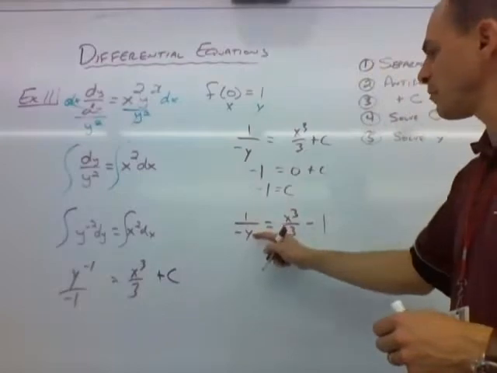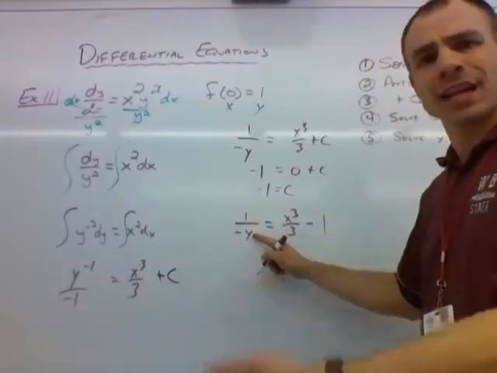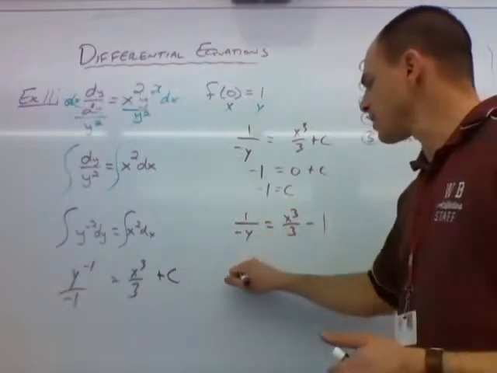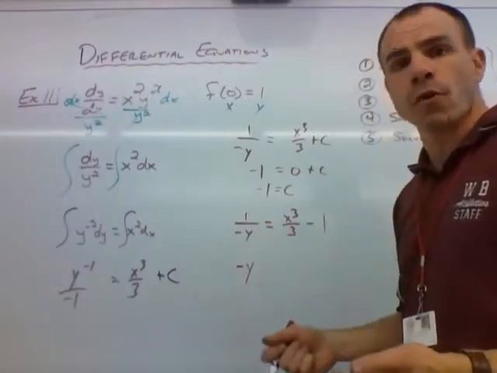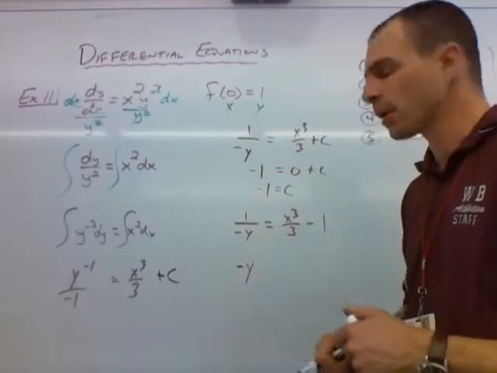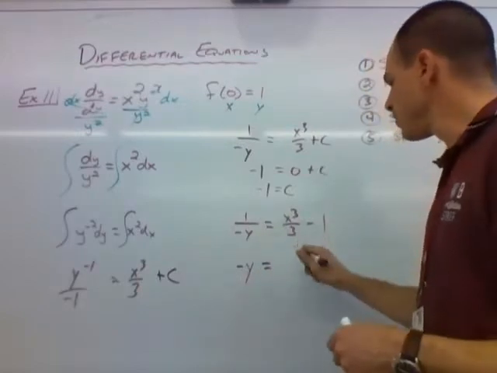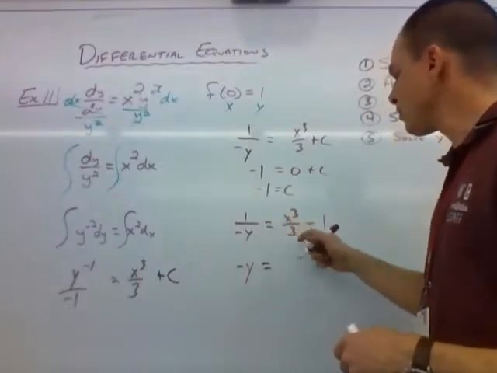So basically, we want to flip this, don't we? We don't want the y in the denominator, we want it in the numerator. So we're going to flip this left side. We're going to reciprocate it, which means we have the opposite of y over 1, and we don't need to write the over 1. But if we reciprocate the left side, we have to reciprocate the right side. So this is x cubed over 3 minus 1.